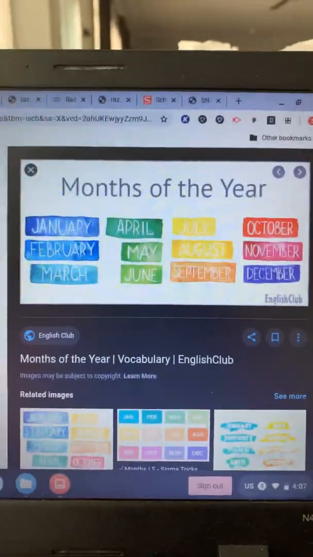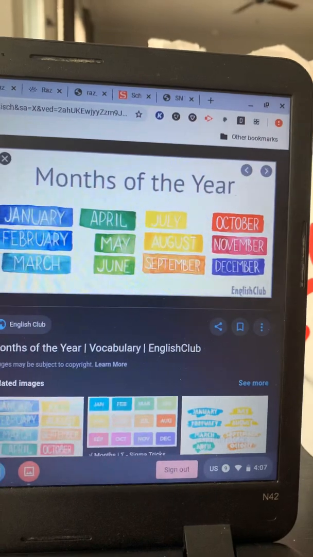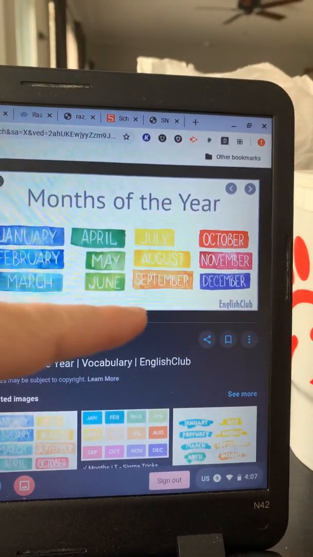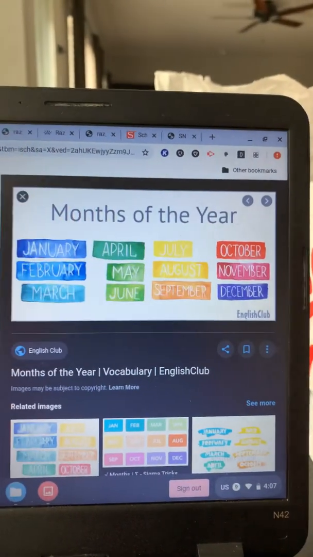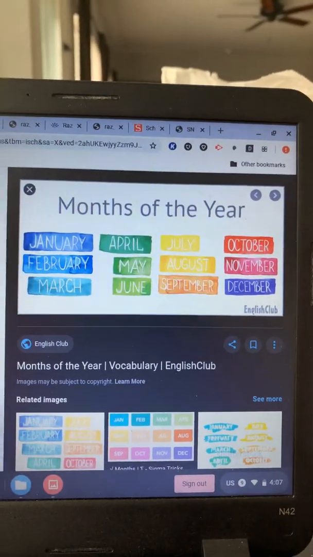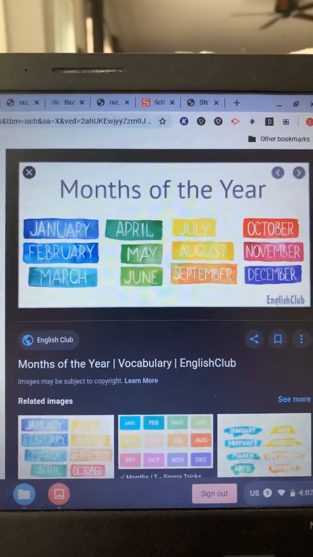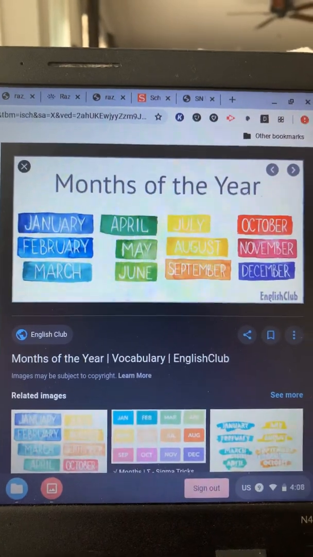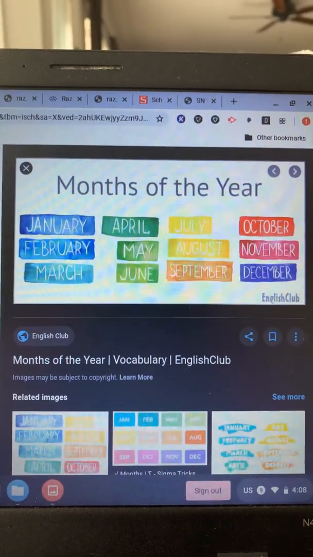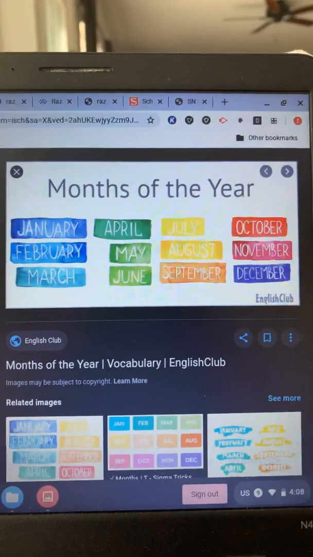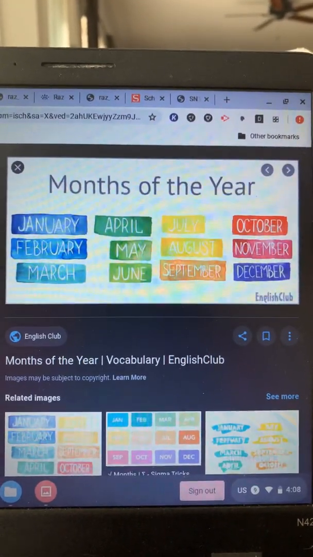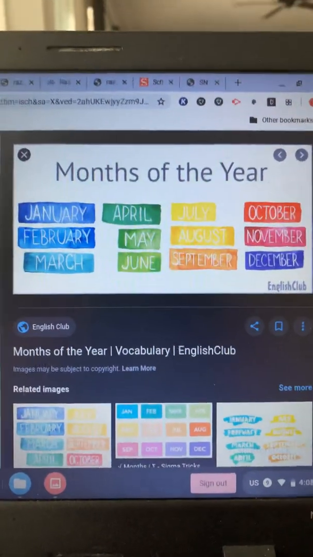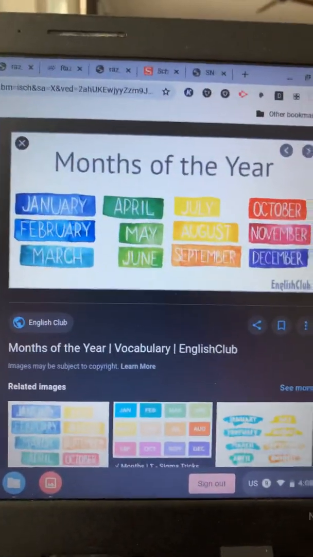All right, we have January, February, March, April, May, June, July, August, September, October, November, December. Those also have to go in the same order. You can't have January and then October and then June and then March. Every year, the calendar months go in order. We have January, and January always leads to February, and February always to March. They follow the same sequence every year. Okay?